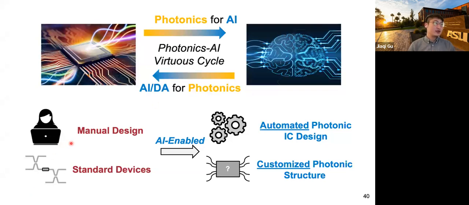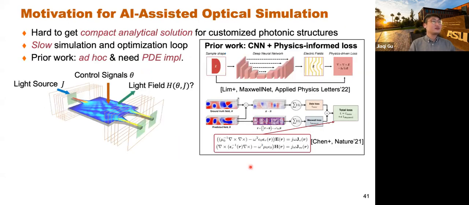Previously, we were based on traditional manual design. You have some design experts to place those devices and construct the circuits based on standard PDK devices from the foundry. Later on, it's better to move to an AI-enabled advanced design flow. We have an automated IC design flow without human intervention, also based on customized photonic structures with ultra-compact multi-operand devices.